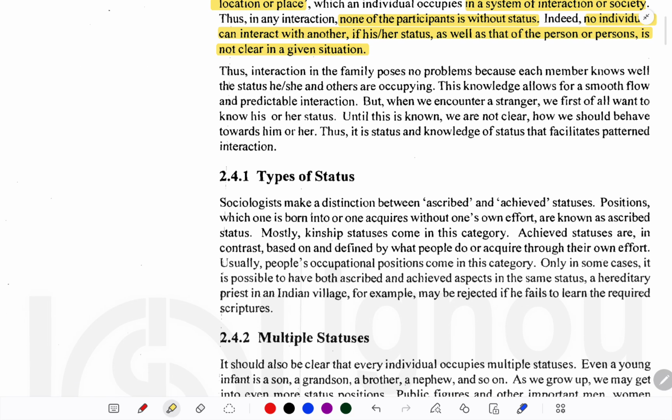Thus, interaction in the family poses no problems because each member knows well the status he or she and others are occupying. This knowledge allows for a smooth flow and predictable interaction. But when we encounter a stranger, we first of all want to know his or her status. Until this is known, we are not clear how we should behave towards him or her. Thus, it is status and knowledge of status that facilitates patterned interaction.